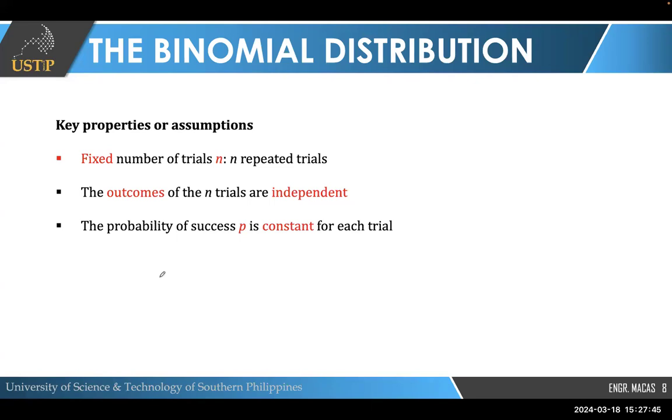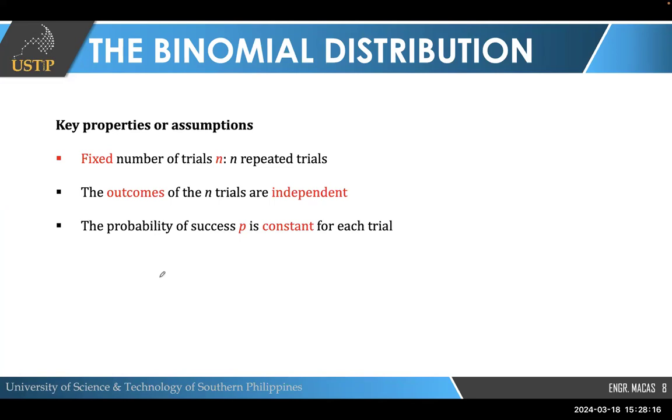The second assumption here is that it is independent, because if you flip a second time, even if you got a head in your first trial, the probability is still 50%, right? Your probability of getting a head in your second flip is not affected. It will not become 90% just because you got a head in your first flip, right? So it is independent, and at the same time, your probability of success is constant. So, those are the key assumptions of a binomial distribution.